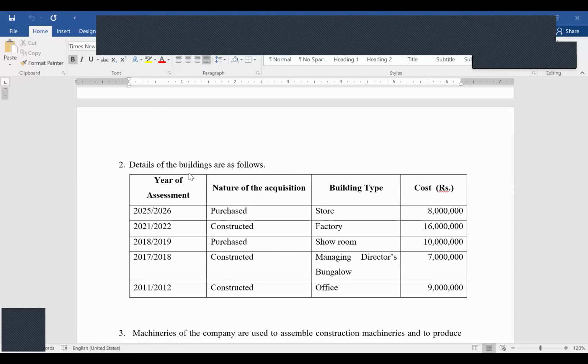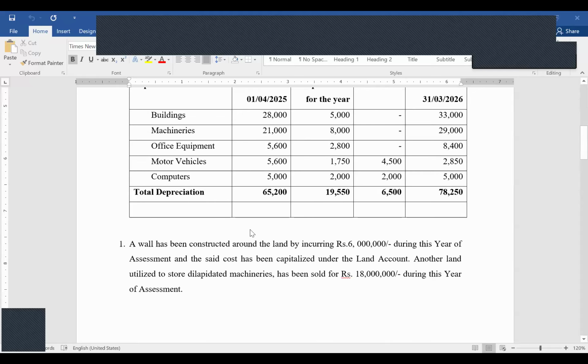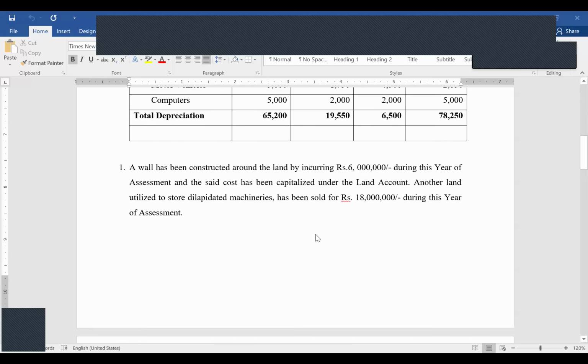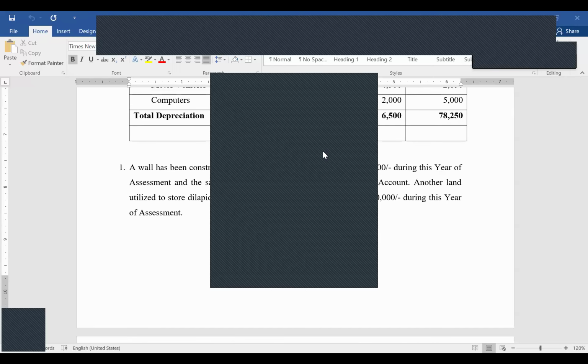For a building and a structure, that means for these buildings and for the wall constructed around the land, what is the applicable depreciation percentage, or what is the lifetime? How many years can we grant capital allowances?